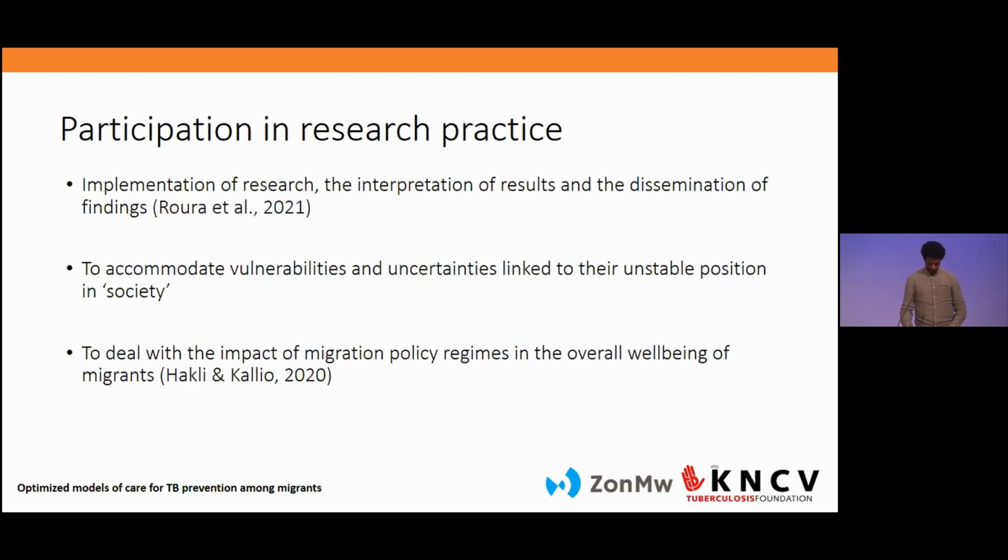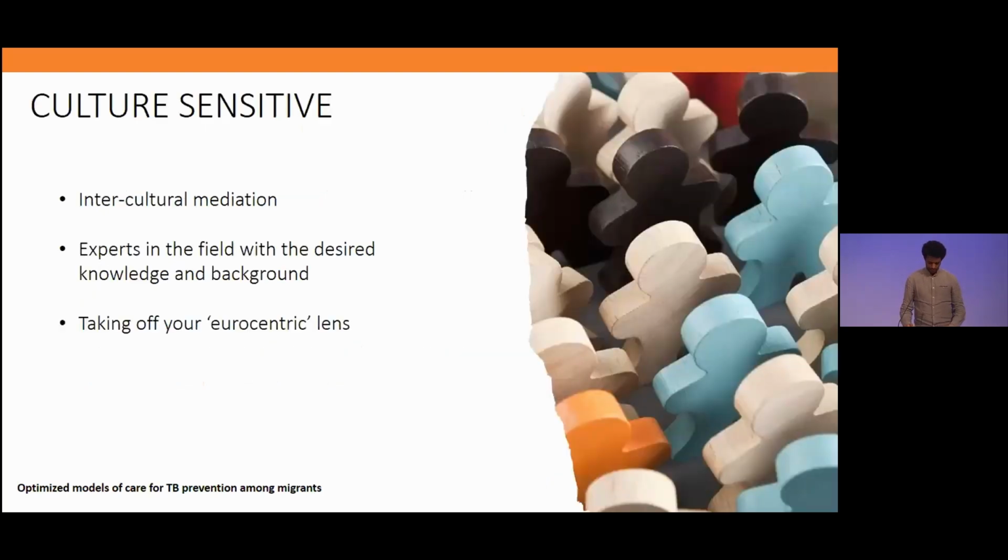In other words, a meaningful participation in research practice helps us to accommodate vulnerabilities, uncertainties linked to migrants' unstable position in society, but also to deal with the impact of migration regimes in the overall well-being of the migrants. To make sure that our research embraces a meaningful participatory practice and design, we may look at concrete interventions that may help us facilitate culture-sensitive engagement with our research groups. And here we list a few out of the many interventions that can be in place.